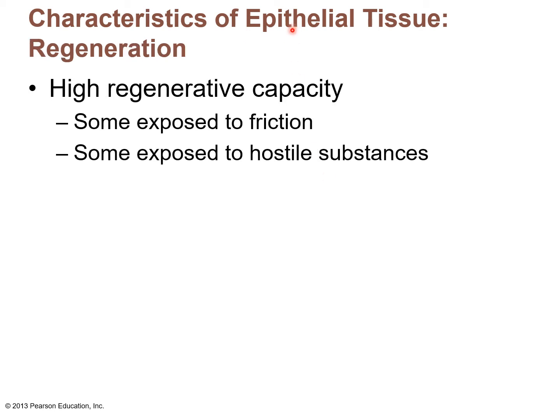Another characteristic of epithelial tissue is that it's able to regenerate itself. As we said, the top layer of your skin is made out of epithelial tissue. How many times have you scratched yourself? Or how many times have you torn your skin and it grows back? The reason why your skin grows back is that the top layer of your skin is made out of epithelial tissue, which is able to regenerate itself pretty fast.